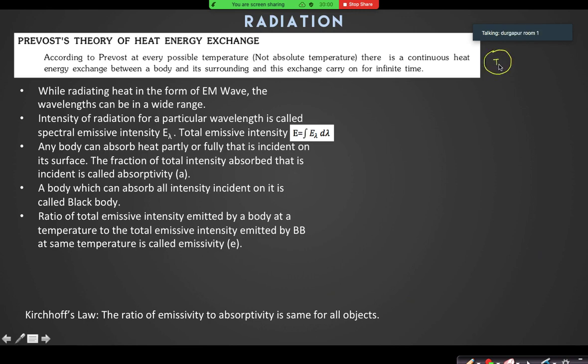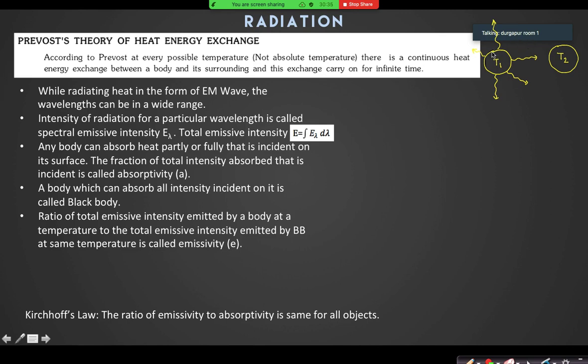which is at temperature T1, and there is another body which is at temperature T2. Then Prevost says that irrespective of whether T2 is greater than T1, less than T1, or equal to T1, whatever it may be, this body will radiate heat in the form of electromagnetic waves due to its temperature. This radiation is independent of the surrounding material or surrounding temperature.